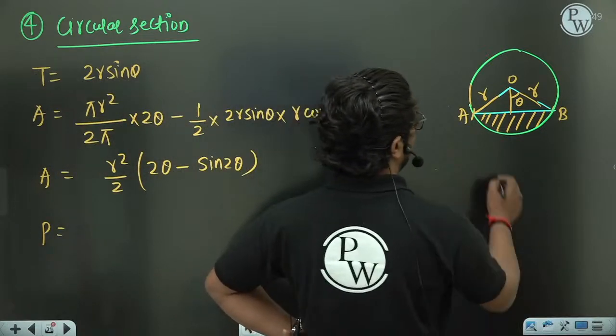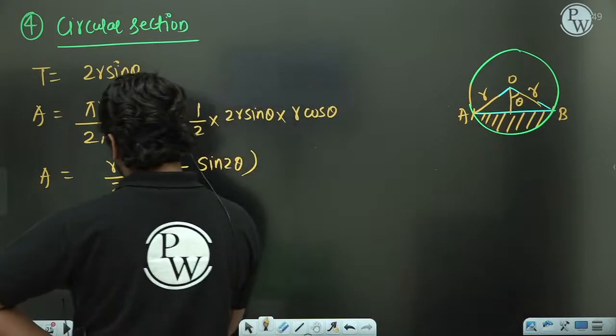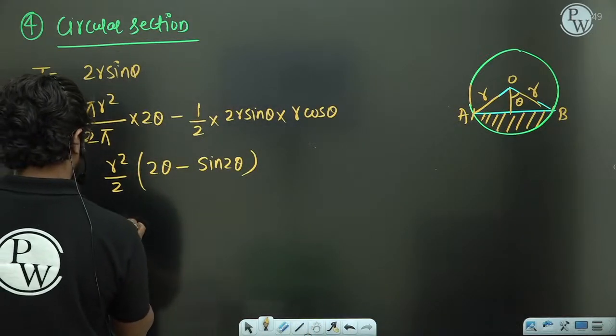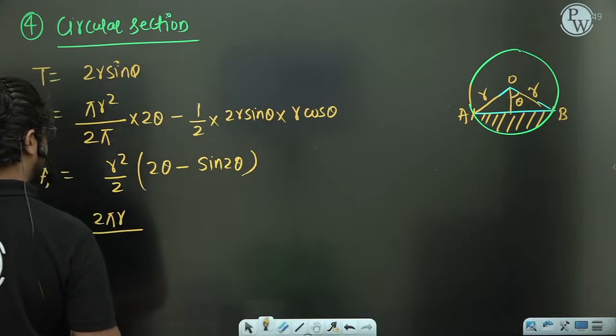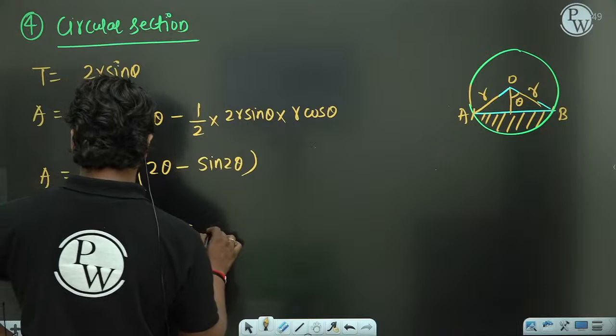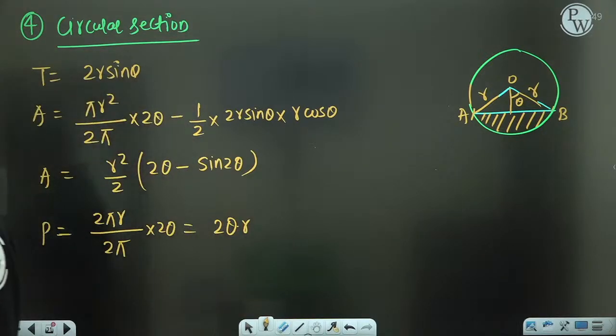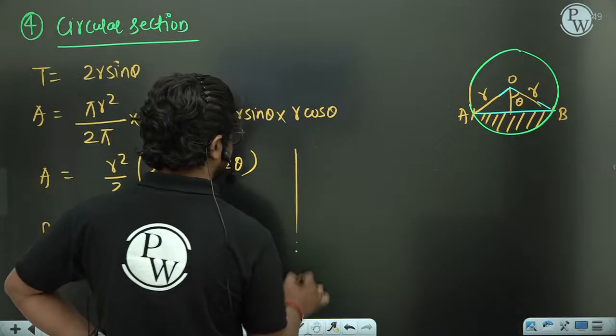For perimeter, see, if this 2 theta is 2 pi, in that case the perimeter will be 2 pi r, divided by 2 pi, into 2 theta. So this will become 2 theta r. So we got a formula for A, we got the value for perimeter. Now it's easy to find out R as well as D.